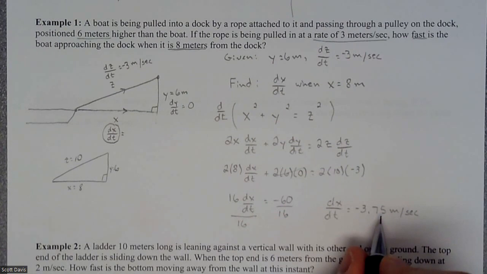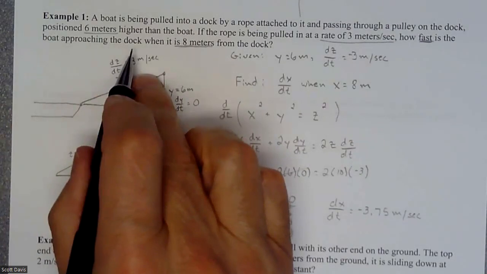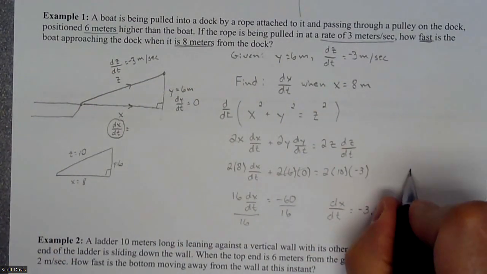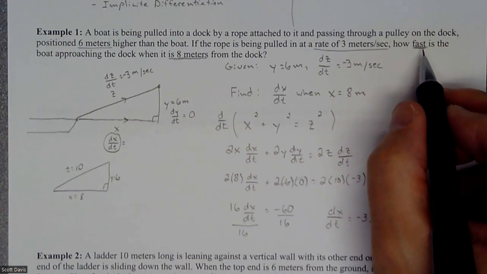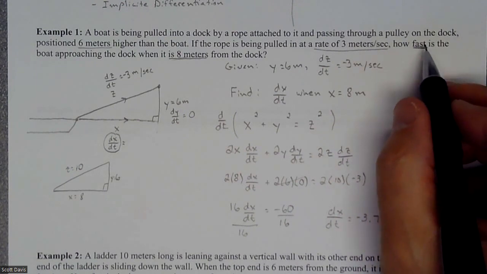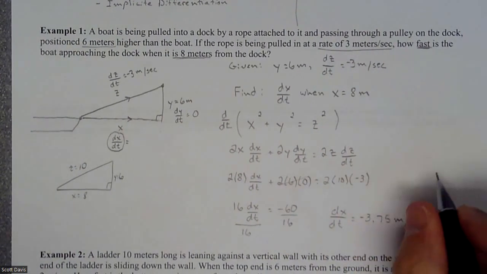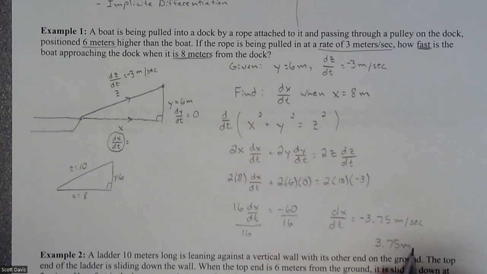We've got to make sure that we understand what it is that they're asking. And they're asking how fast is the boat approaching the dock. So that's our answer. However, it's kind of like the difference between speed and velocity. Velocity has a direction to it. Speed is the absolute value of it. So if they're talking about how fast it's approaching, I don't need the negative on there. It's approaching that dock at 3.75 meters per second.